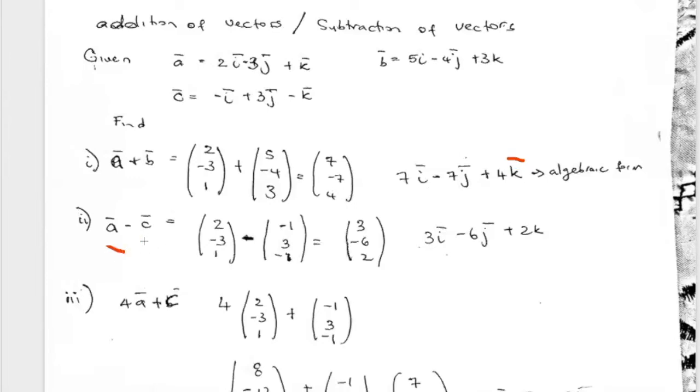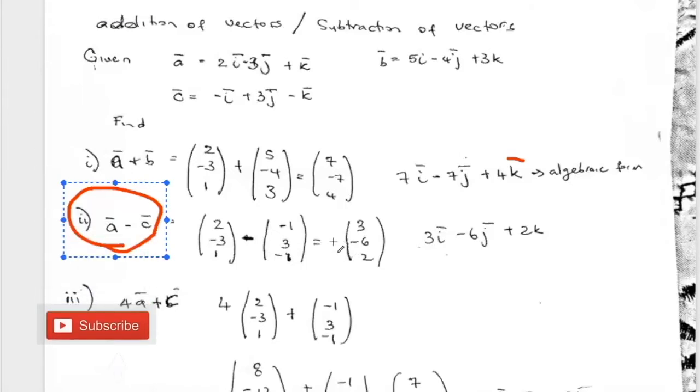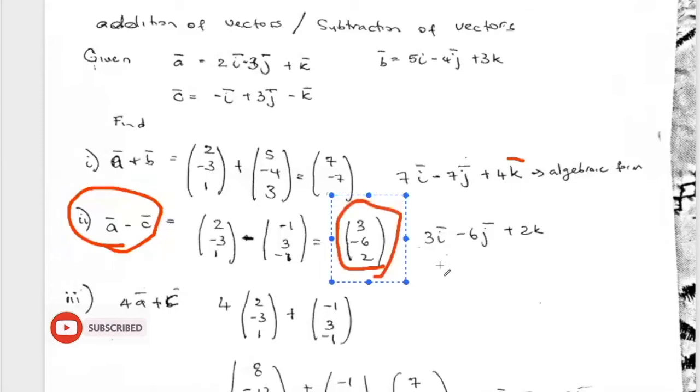Now we're going to look at a minus c. Again, I'm going to write it in column form. So a as a column is 2, negative 3, and 1, the coefficient of k, minus c, which is negative 1, 3, and negative 1, the coefficient of k. Then we do the operation, which is subtraction. So 2 minus negative 1 becomes plus, so 2 plus 1, that's 3. Negative 3 minus 3, that's negative 6. And 1 minus negative 1, that's 2. So this is in column form. We can also write it in the algebraic form where we add i, j, and k. So it becomes 3i minus 6j plus 2k. And that's it.